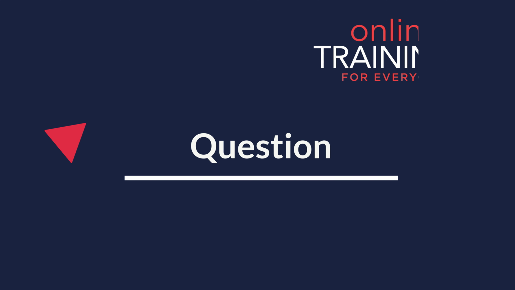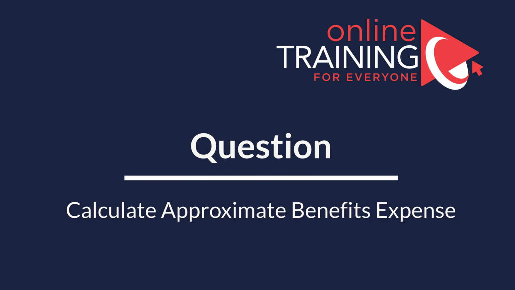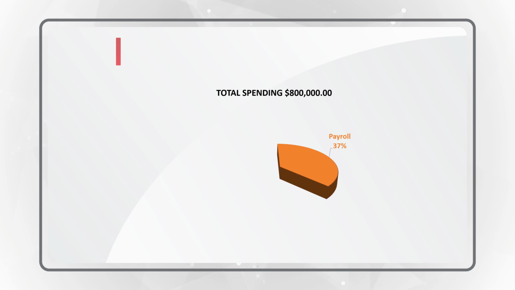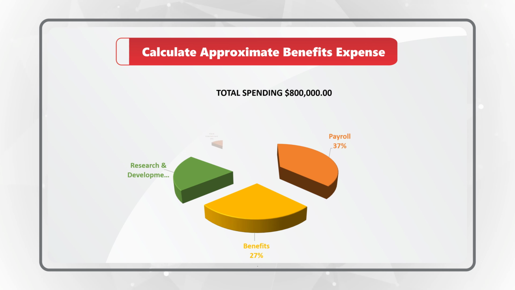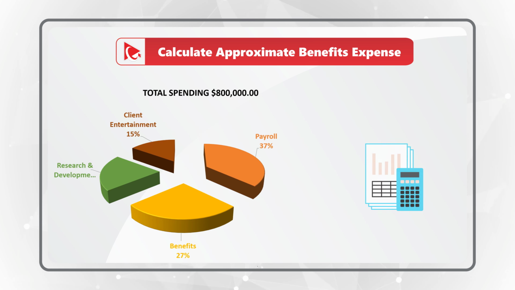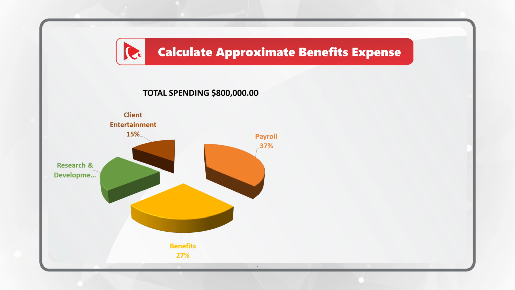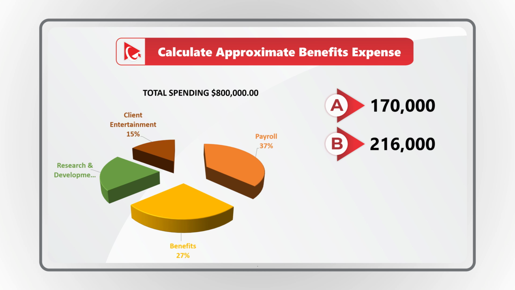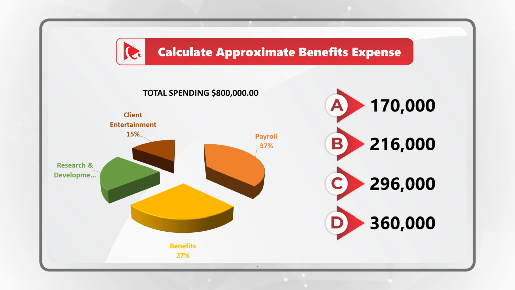Here's an amazing question with an unusual twist, which tests your knowledge of pie charts. You're presented with total spending for the organization, and you need to calculate the approximate benefits expense. In addition to benefits expense, you see payroll expense, research and development expense, as well as client entertainment. And your final selection is within one of 4 possible choices. Choice A, $170,000. Choice B, $216,000. Choice C, $296,000. And choice D, $360,000.